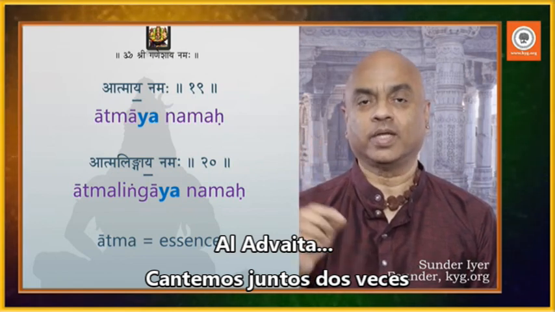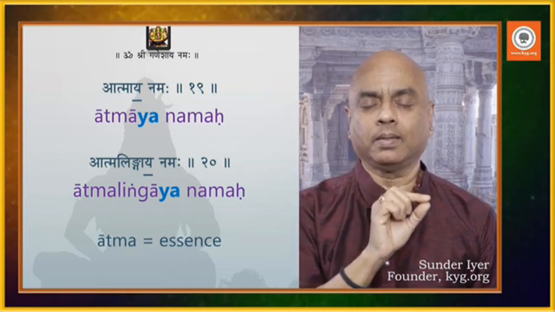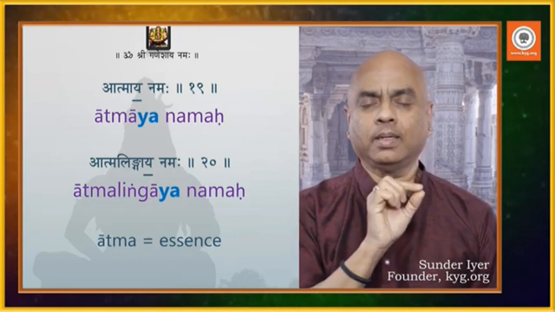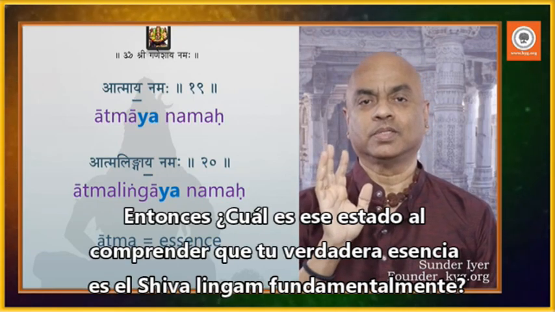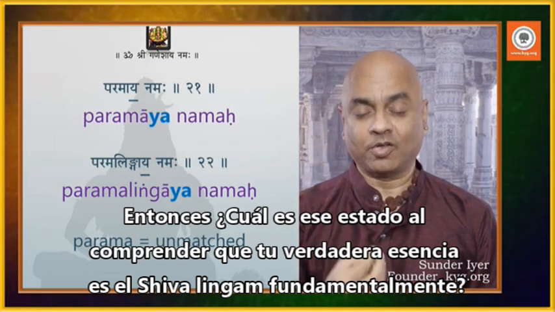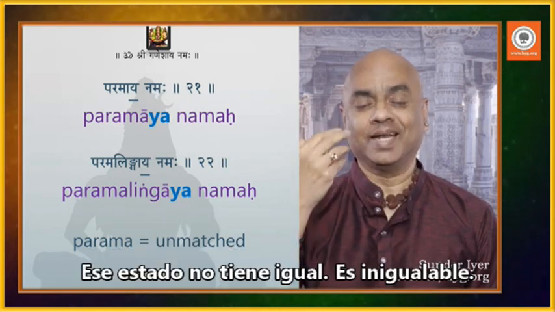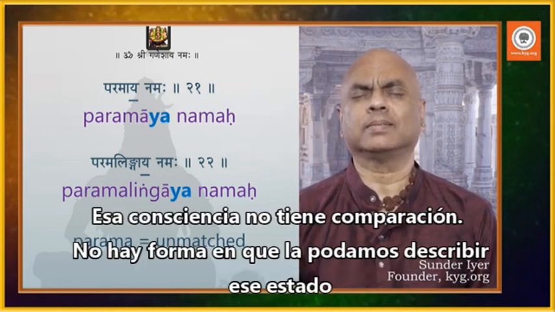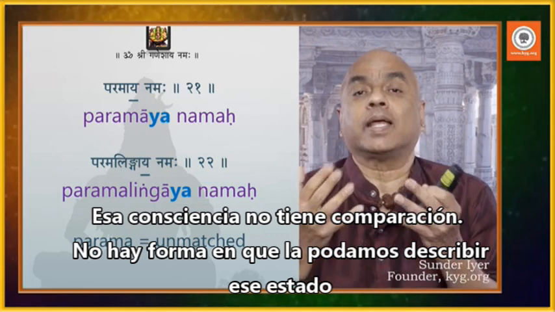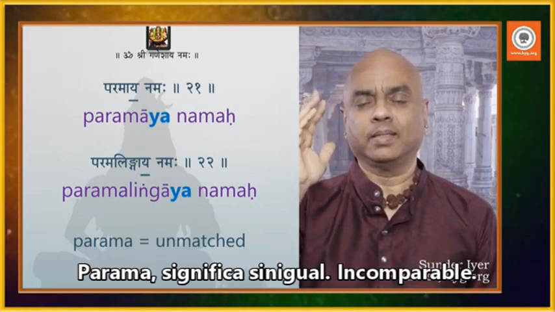Let's chant it together twice. Atmalingaya Namaha. So what is that state? What is that state when you understand that your very essence is the Shivalinga? Ultimately, that state is unmatched. That consciousness. There's no comparison. There's no way to even describe what is that state. Parama is unmatched, unparalleled.